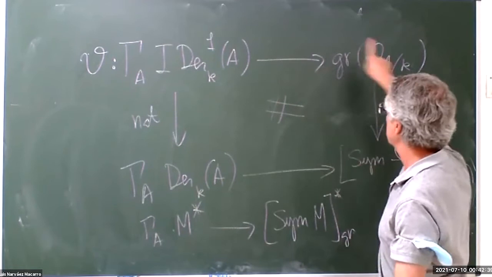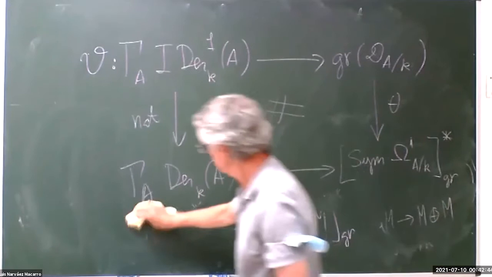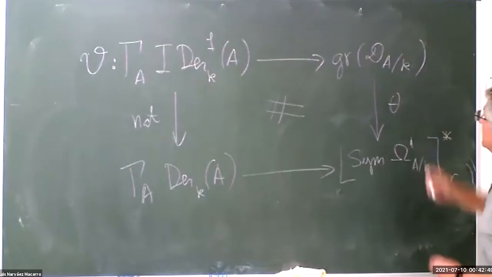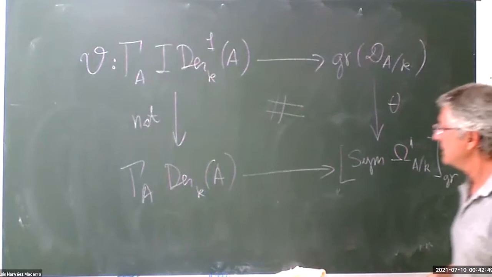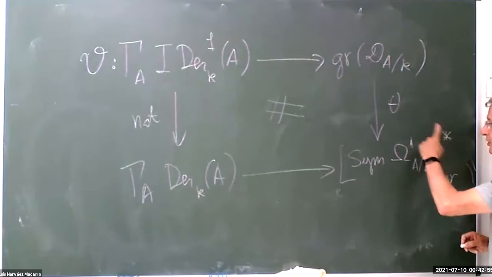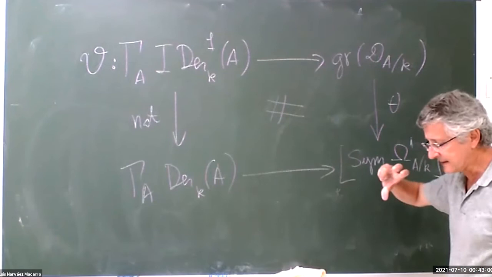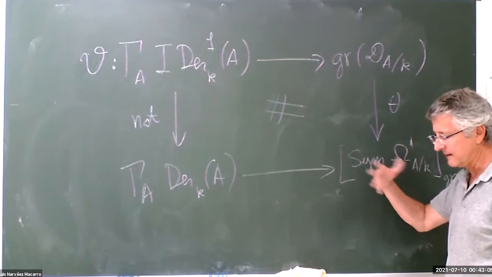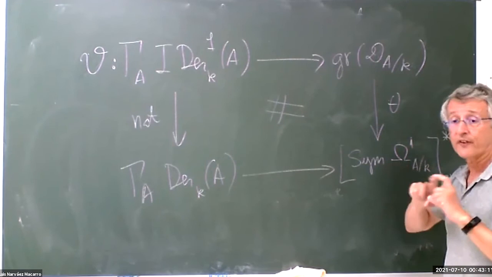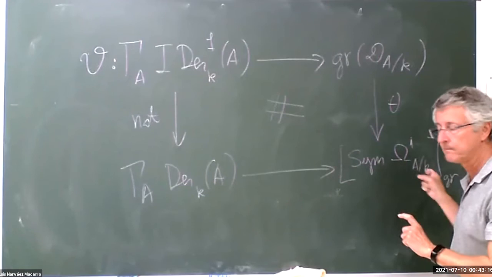And what is this map, theta? Let's say that the expression for the product on this algebra is not completely easy, because it is defined as a dual of a coproduct, and it needs the, what do you call, shuffle. This is a shuffle product, in order to give an explicit formula here for the product.